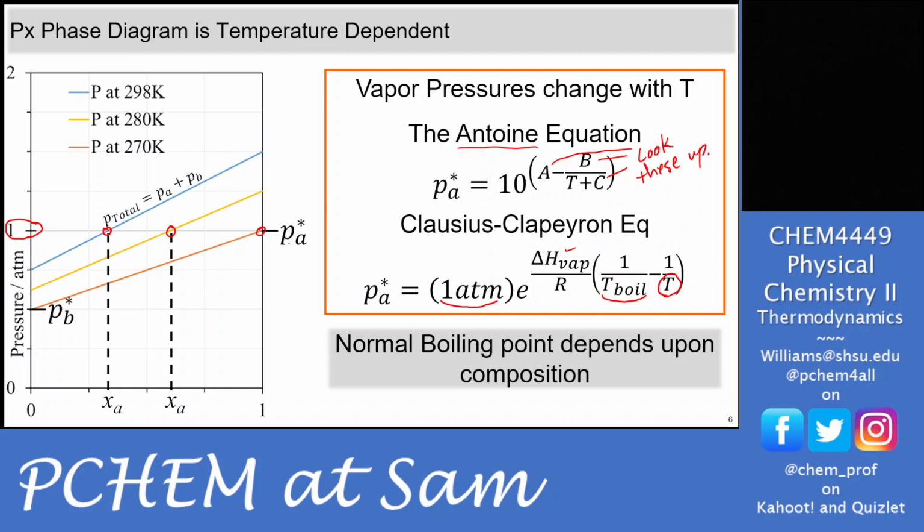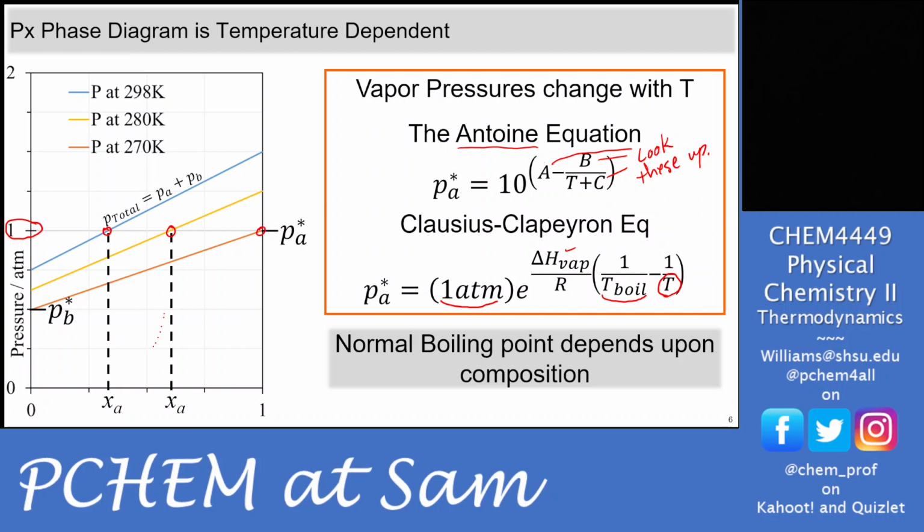You see that? So 270 is actually the boiling point for substance A. That's when substance A's pure vapor pressure equals 1 atmosphere. So the solution is boiling here. At 270 degrees, we would have the boiling point of substance A.